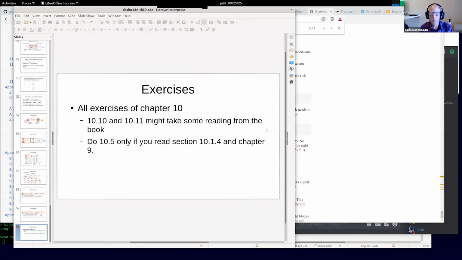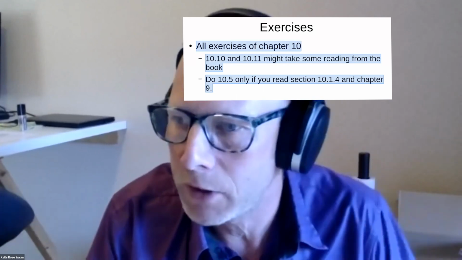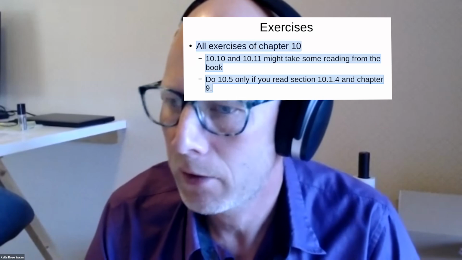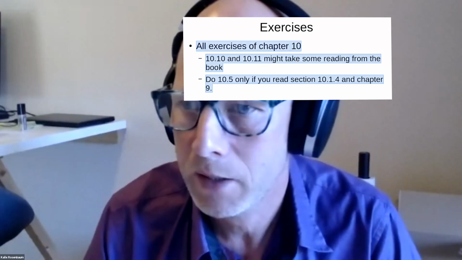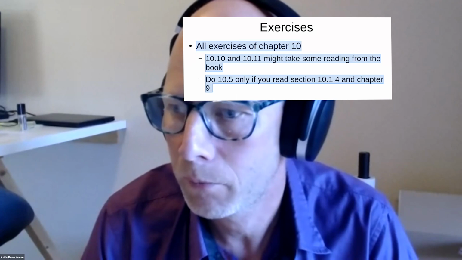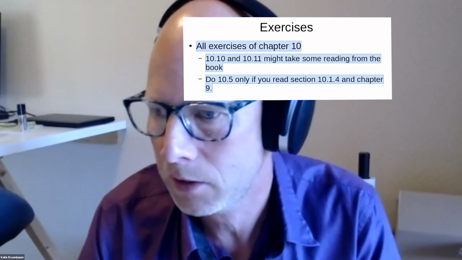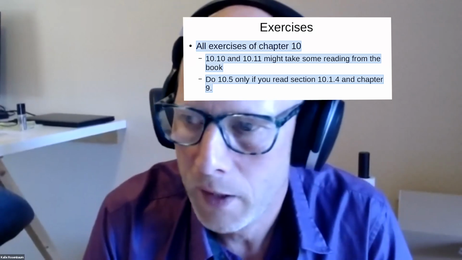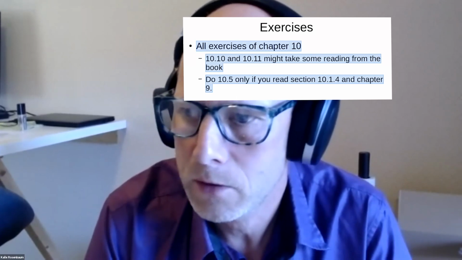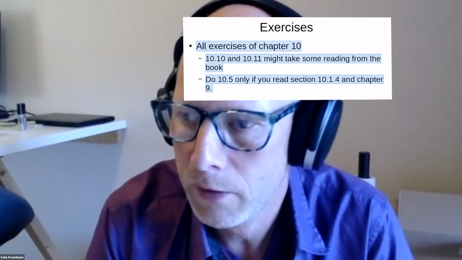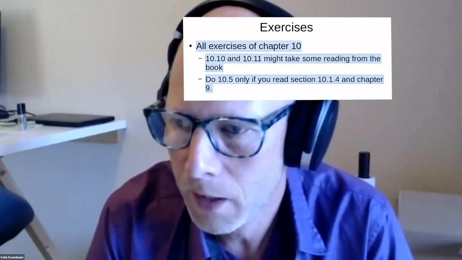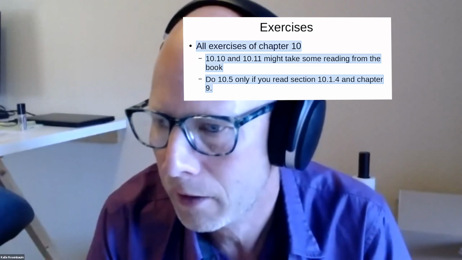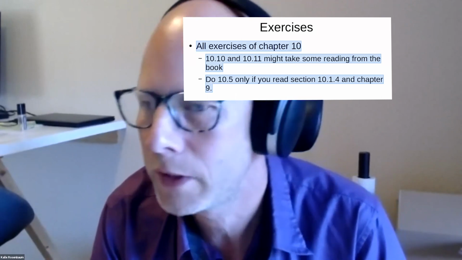So this was a monster session, I think. But do all exercises of chapter 10, and chapter 10, exercise 10 and 11 might take some reading from the book because I haven't covered all those details. So you'll have to look that up yourselves in the book. And exercise 10.5 is hard for you to solve if you haven't read chapter 9. And if you have read chapter 9, I encourage you to read also 10.1.4 of chapter 10.